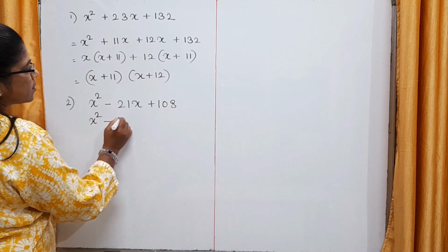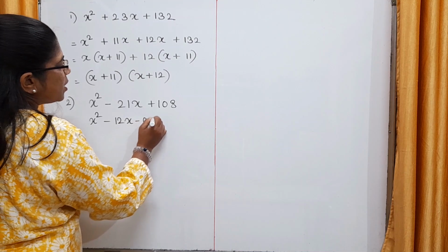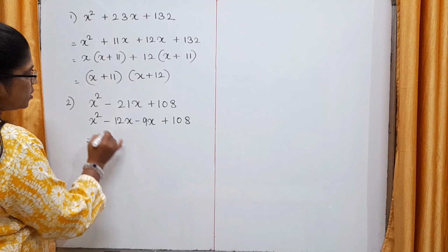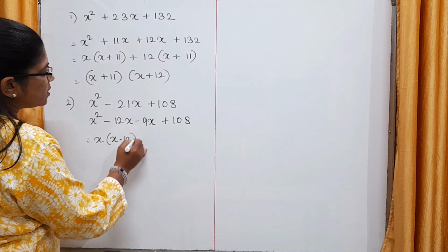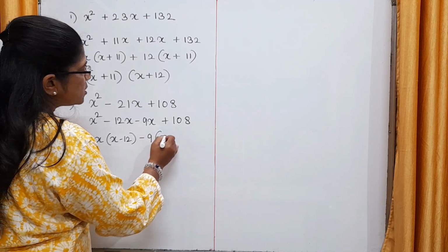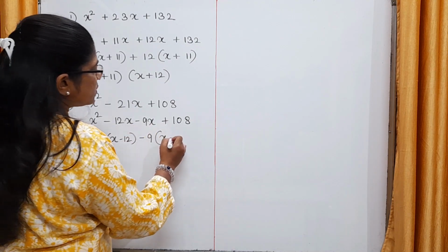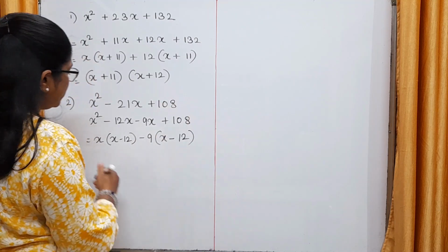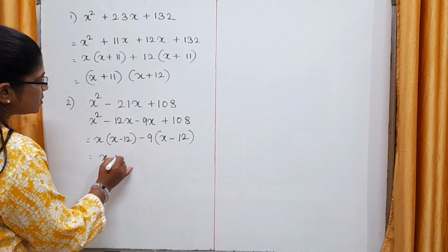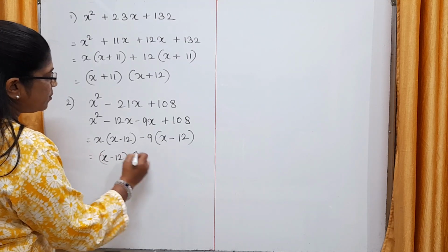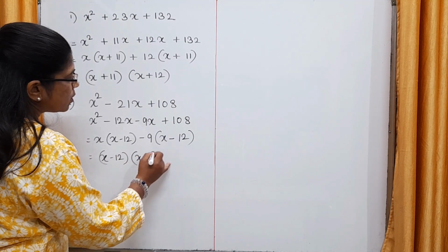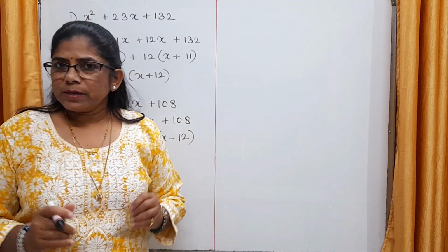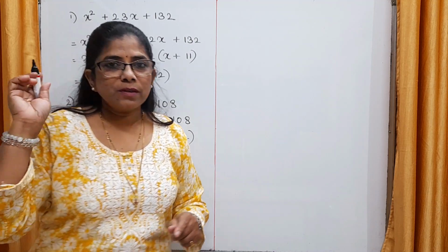So x square minus 12x minus 9x plus 108. x is common from first two terms. x minus 12, from here minus 9 out. As we are taking minus sign out, this plus will become minus 12. 9 into 12 is 108. So again here the common bracket is x minus 12 and the remaining terms, that is x minus 9, will come in the next bracket. Okay. These two sums were quite simple. Let's check what is our third example.